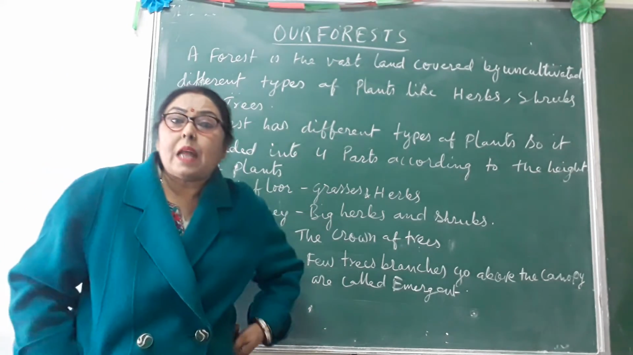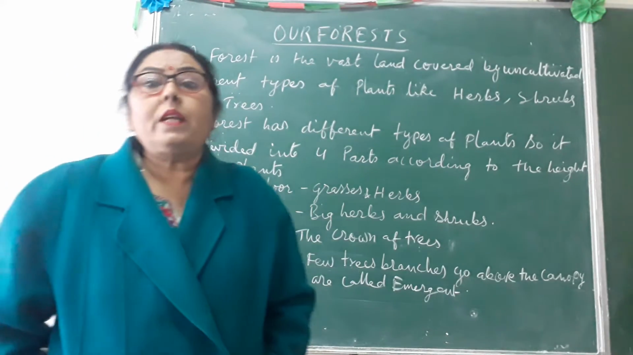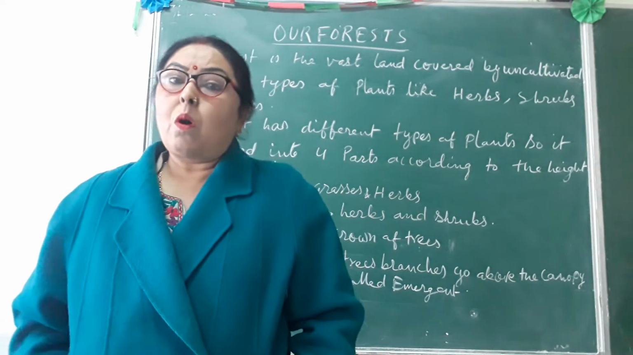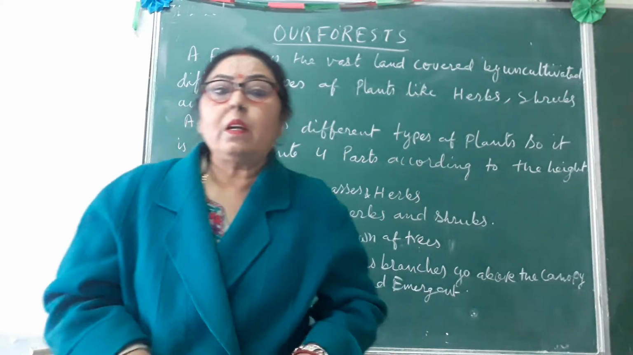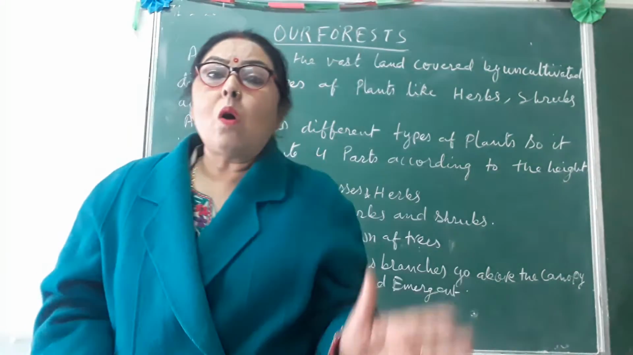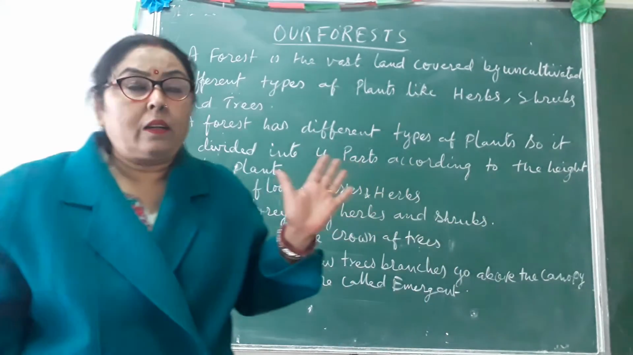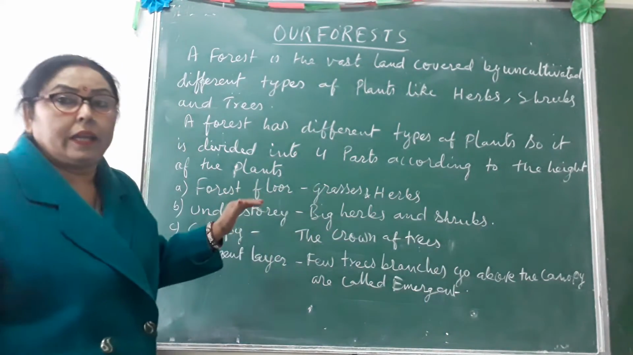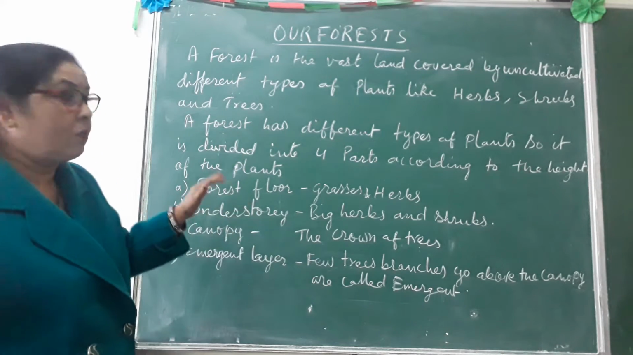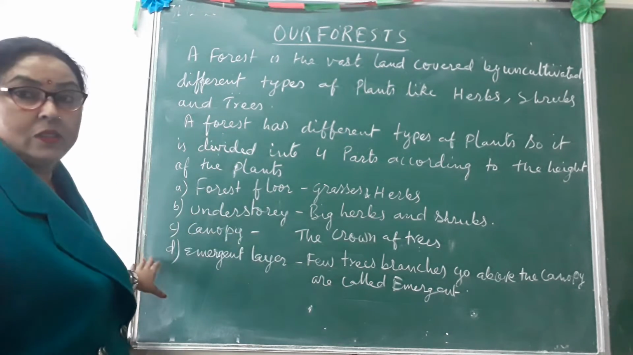Forest has different types of plants according to their height. Means the plants may be very small, below 1 meter, and above 1 meter, and also very long or tall trees are there. So according to the height, we can divide the forest into 4 parts.